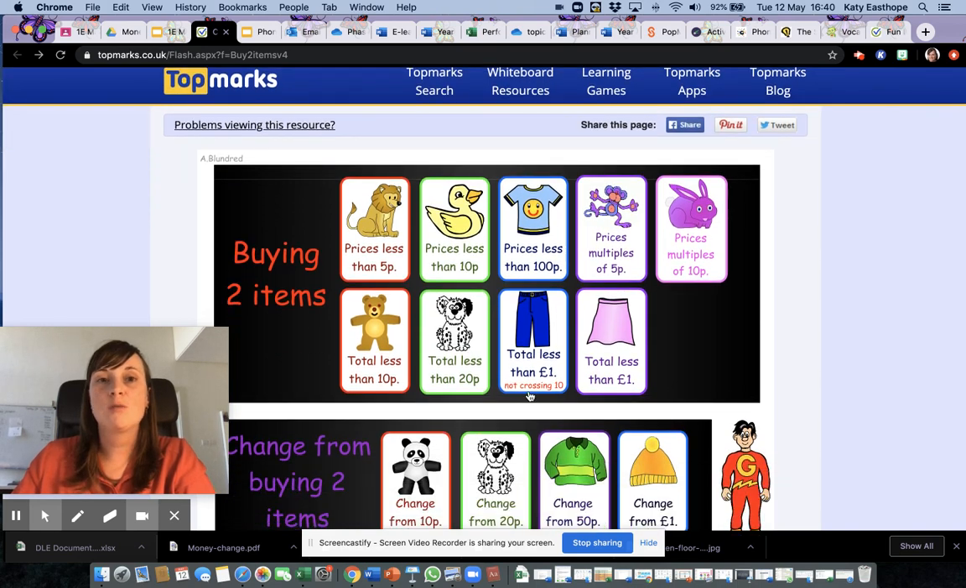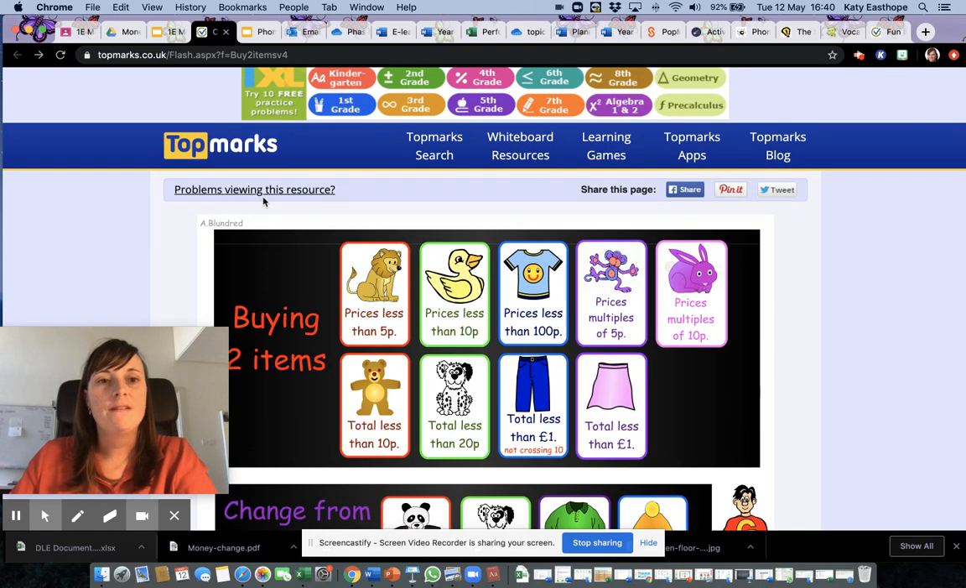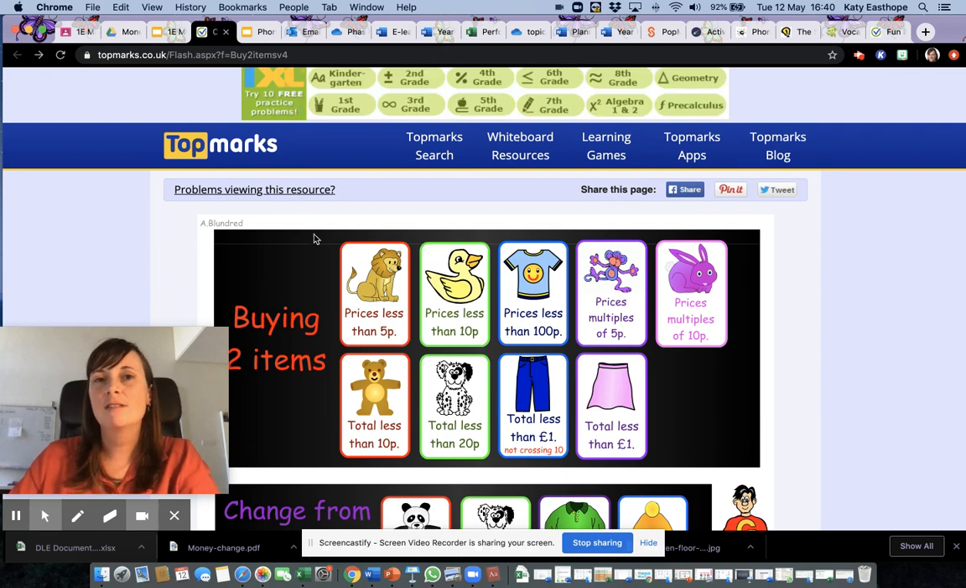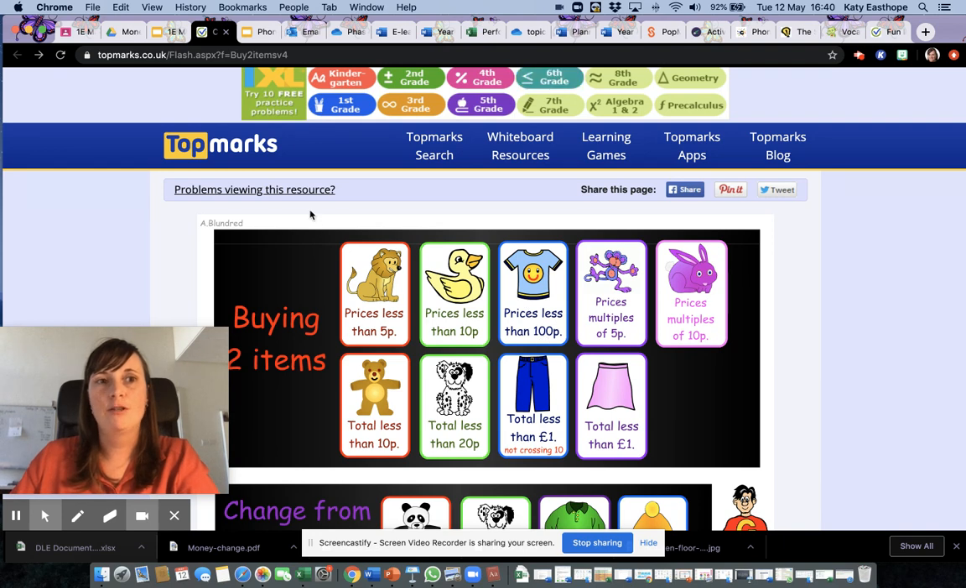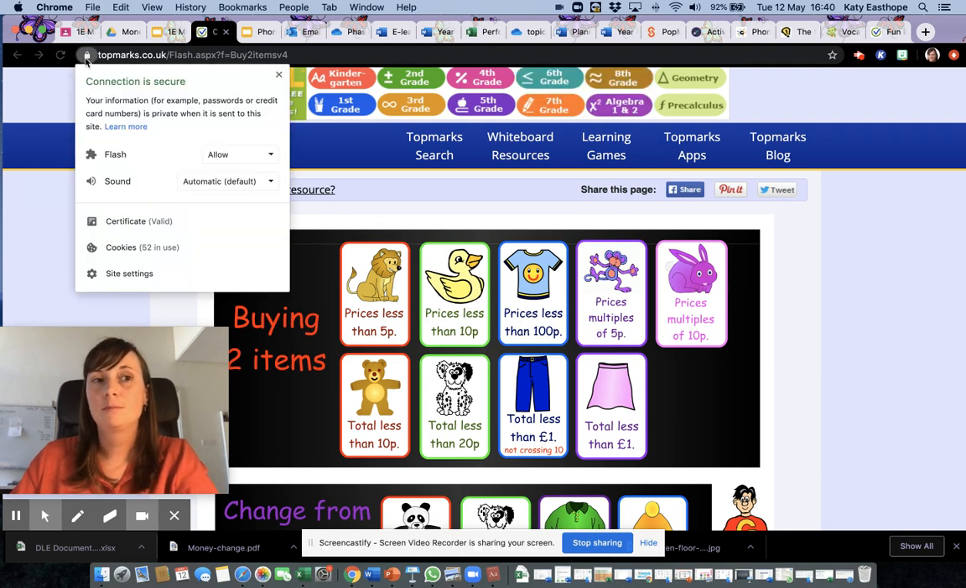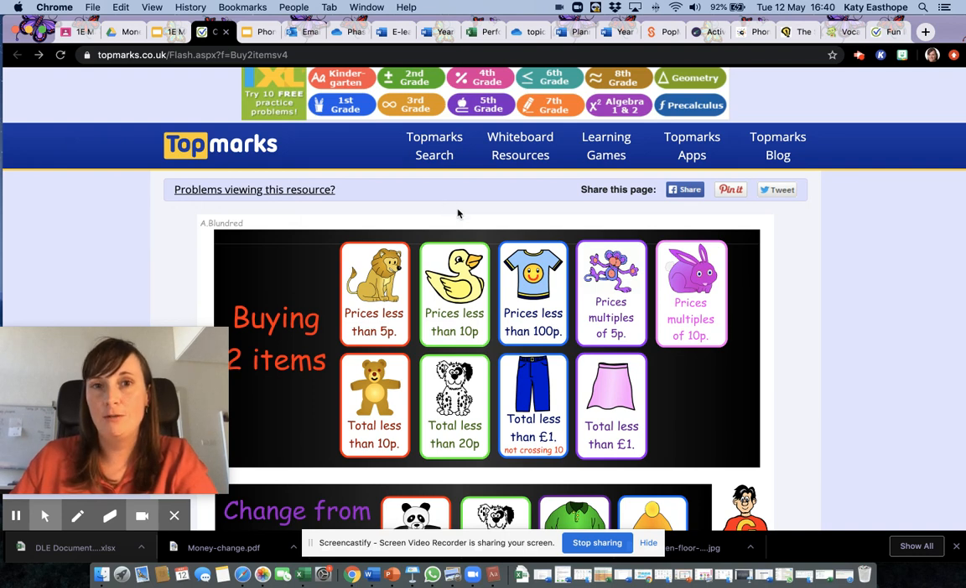Now, if this game doesn't work for you, it didn't work for me, there is a little button here saying problems viewing this resource, because some internets stop it working. On my laptop, I've got a MacBook, I had to go up and click the padlock and I had to allow the flash. That could be what's happening for you. If you're on a tablet, it might not work. I don't know. You have to try it out.